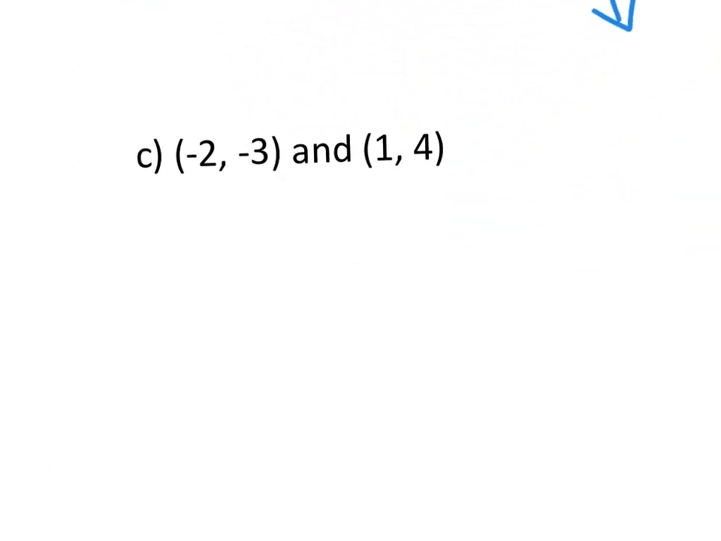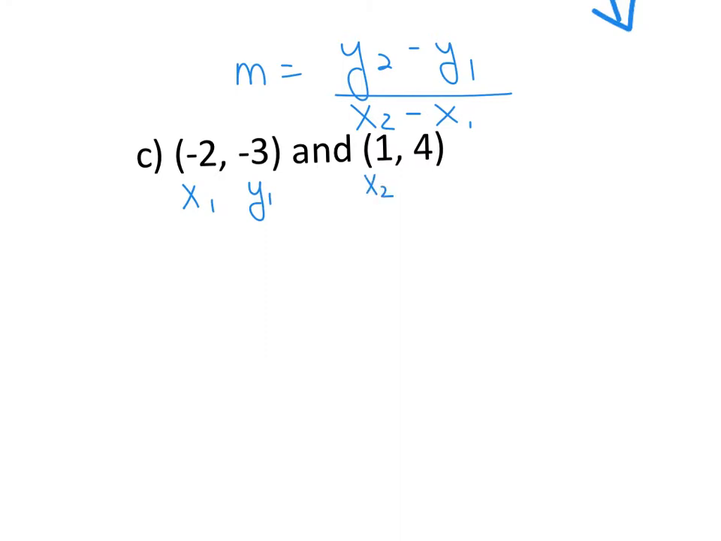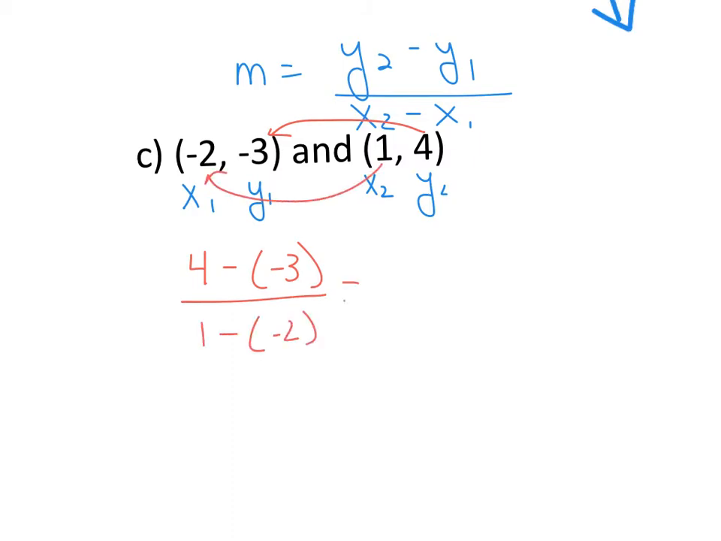We find slope, right? So if we're thinking about the slope formula, y2 minus y1 over x2 minus x1. All right, so there's x1, y1, x2, y2. Okay, so again, just subtract your y's. So 4 minus negative 3 over, subtract your x's, 1 minus negative 2. Okay, so double negatives become positives, so I end up with 7/3 is my slope.